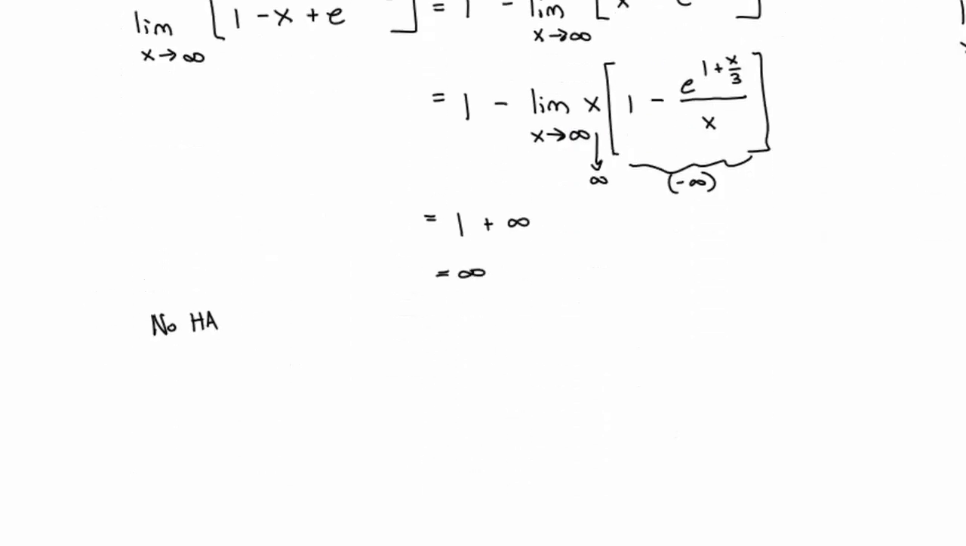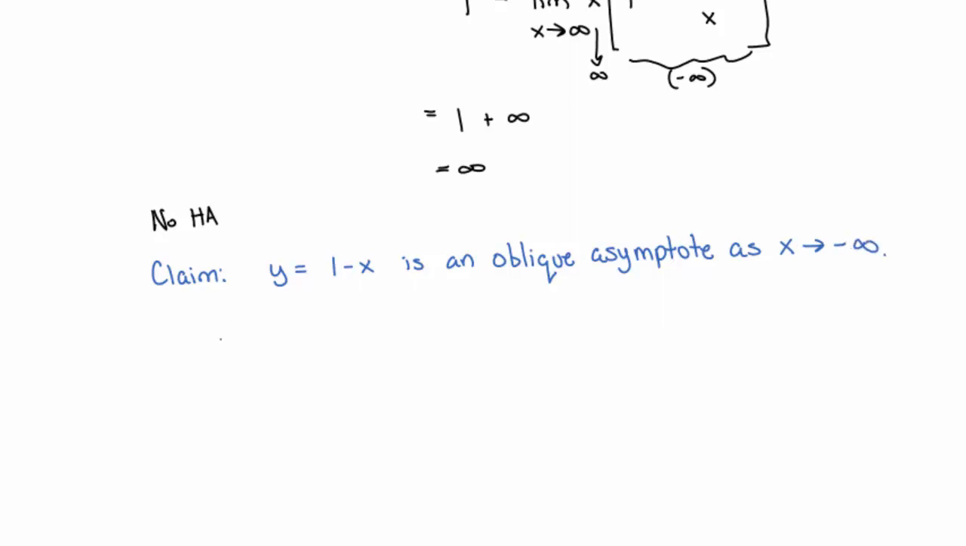So my claim, and I'll write this in blue here, is that y equals 1 minus x is an oblique asymptote. Most people would call this a slant asymptote, but I'm going to call this oblique just because it's more general. Oblique asymptote as x tends to negative infinity. And so let's go ahead and do a proof of this.